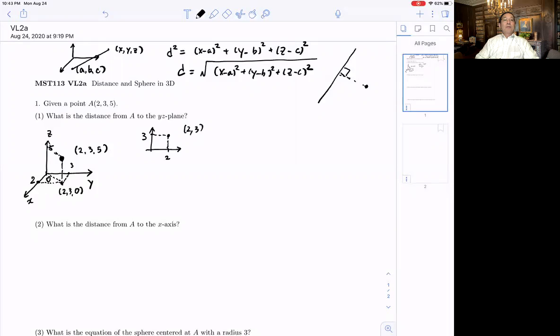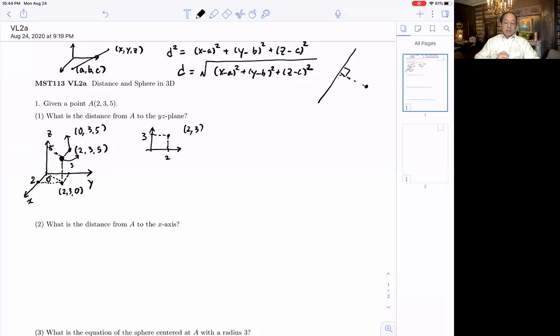3D graph. Okay. So now we want to find out what's the distance between this point and the YZ plane. So what we need to do is somehow draw a line perpendicular to the plane. It should be parallel to the bottom one, and this point over here is the point closest in the YZ plane to this point. If you want to find the coordinates, in the YZ plane, x is 0. So this point over here is 0, 3, and 5.